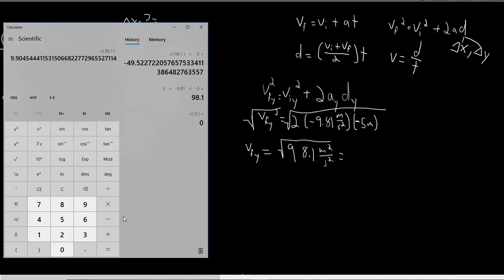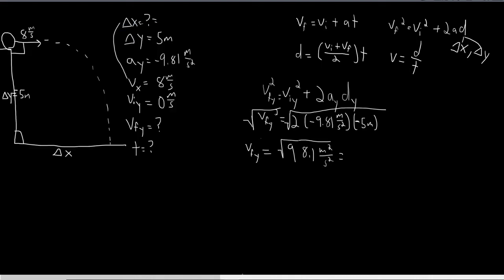98.1, let's go square root: 9.9, okay? So it equals 9.9. Now from the square root, if I were to square this number in order to get 98.1, I know that it can be positive or negative.